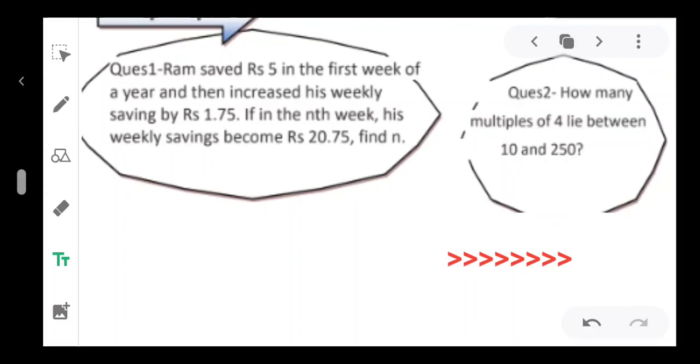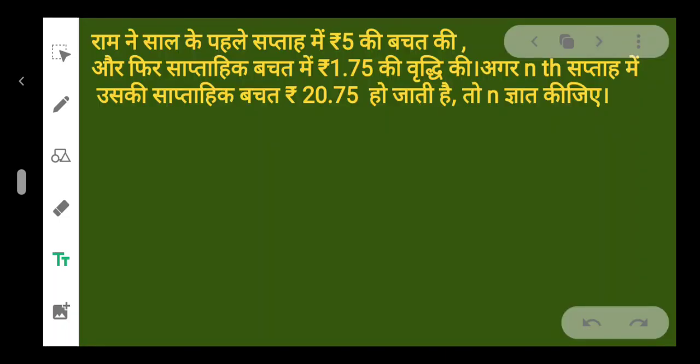Oh, here is some little space. Now take the next page and first read the question in Hindi also. राम ने साल के पहले सप्ताह में ₹5 की बचत की. Then the weekly saving increases by 1.75 and we have to find n, and the saving in the nth week is ₹20.75. Okay. So there A is 5, D is 1.75 and AN, the last term, the nth term, is 20.75.